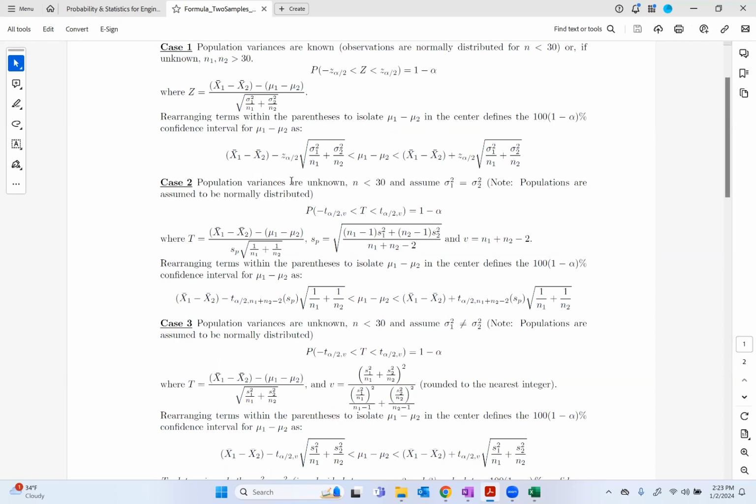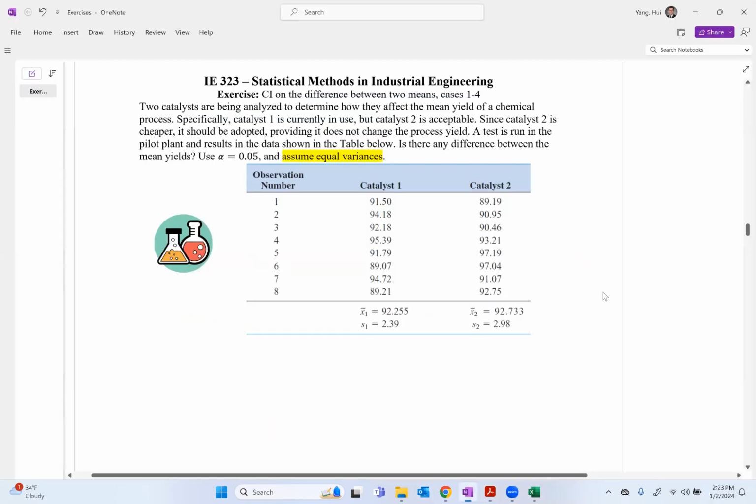So in this problem, we are going to use case 2, because population variances are unknown, we have to use the sample variance and the sample standard deviation to replace the population variance and the standard deviation. In this case, we are going to use the t-distribution. This will be the confidence interval computation equation. Now let's get back and use that equation. We need to get the sample mean and sample variance, so those are the observation numbers.